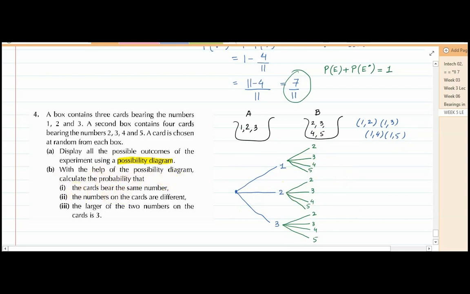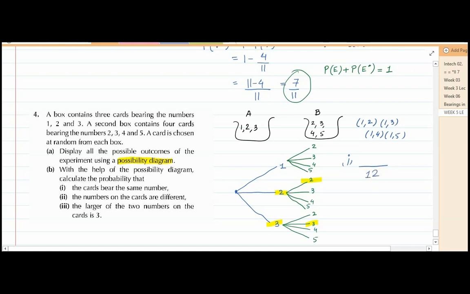bear the same number. Now you can clearly observe from the figure which 2 cards have the same number, this 2 and this 2, and this 3 and this 3, right? So basically how many possible outcomes are there? First thing, you need to find the sample space. Now I'm explaining the first part here. Sample space are 4, 8 and 12. So there are total 12 possible outcomes, right?